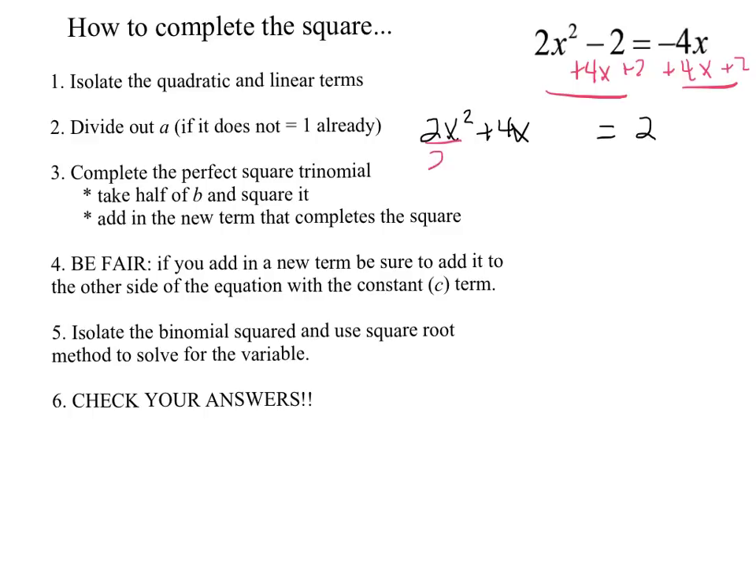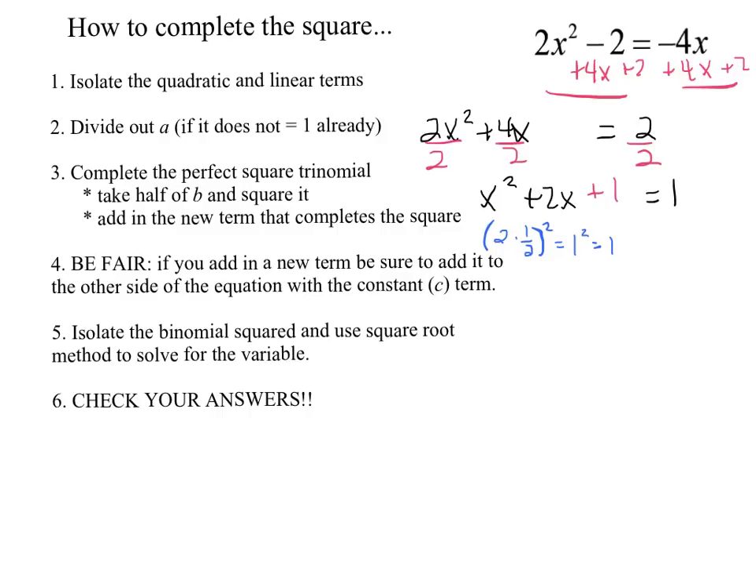Step 2, divide out a if that's not already done for us. It isn't. And so I'm going to be very careful and use the division property of equality and divide every term through by a. Now I have x squared plus 2x equals 1. Now I'm ready to complete the perfect square trinomial. My current value of b is 2, so I'm going to take half of b and square it. Half of 2 is 1, and 1 squared is 1. And so that's my new constant term that I'm adding in.